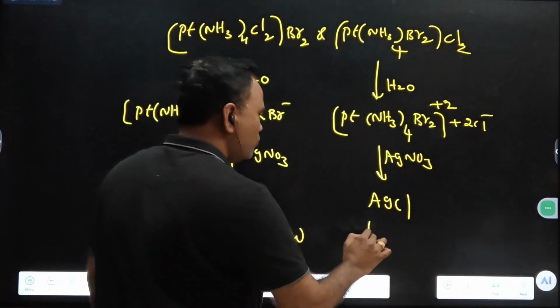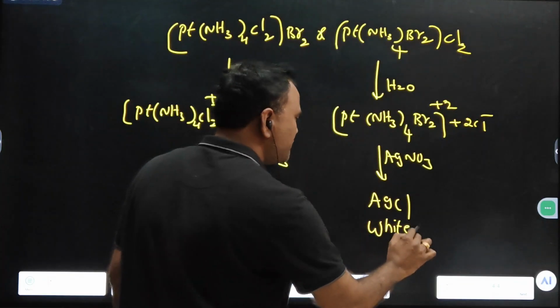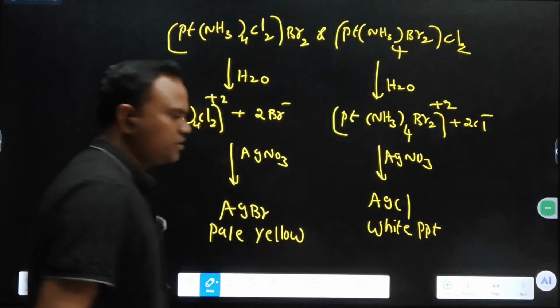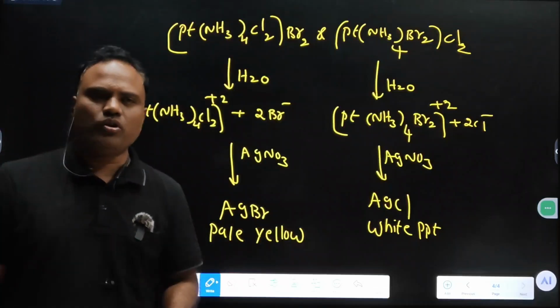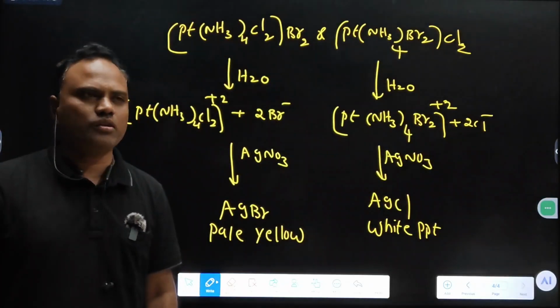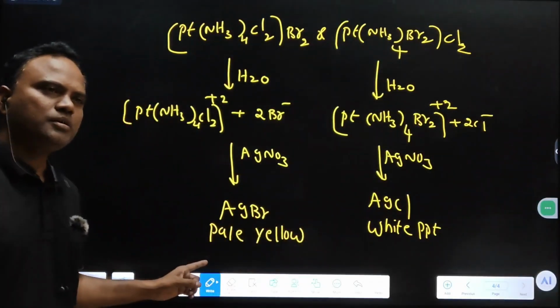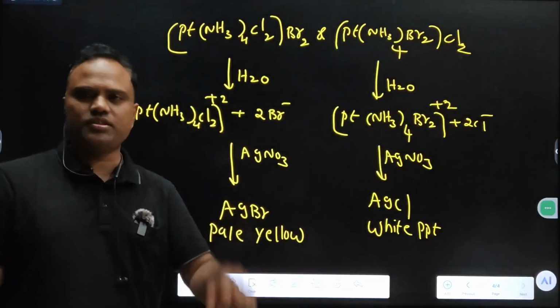AgCl is a white precipitate. Chlorine gives a white precipitate, Br gives a pale yellow one, and iodine gives a yellow color. White, pale yellow, iodine is yellow color.